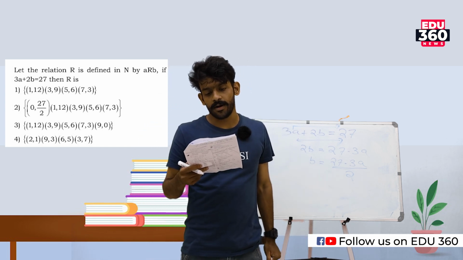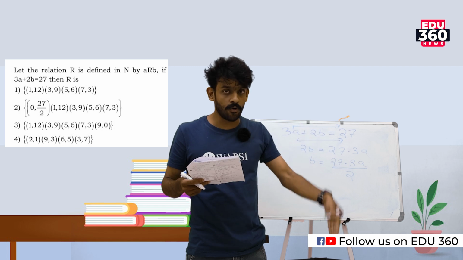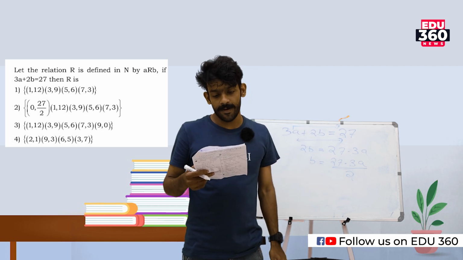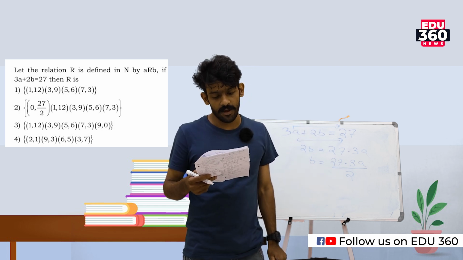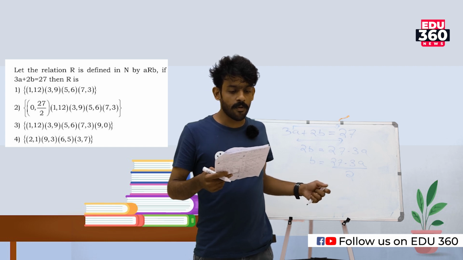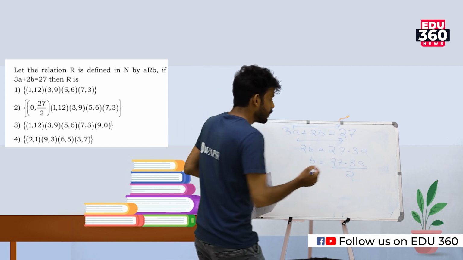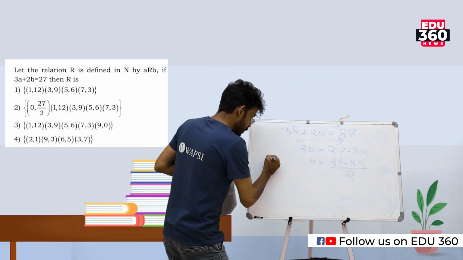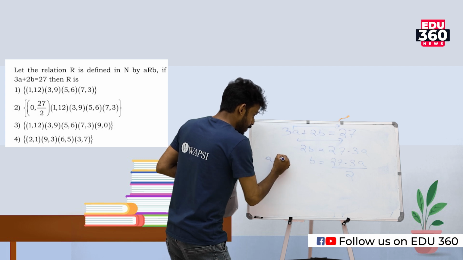Now look at the options. First of all, just go through the options: 1, 12; 3, 9; 5, 6; 7, 3. So that is in the form of a, b.